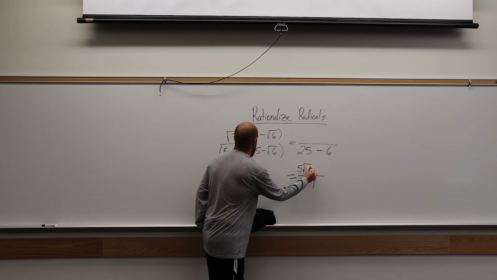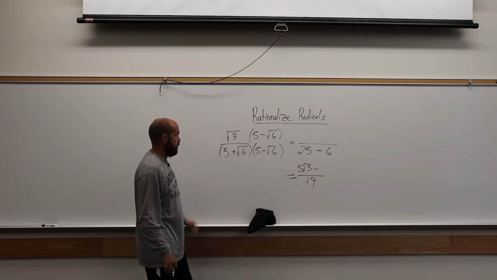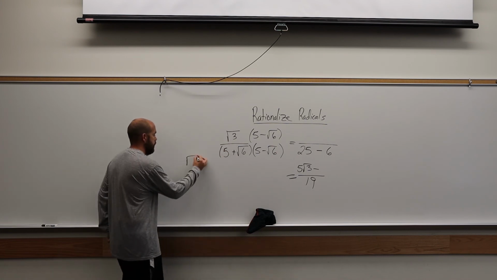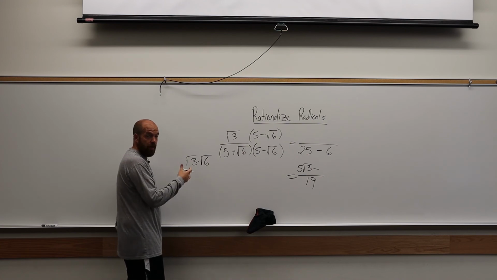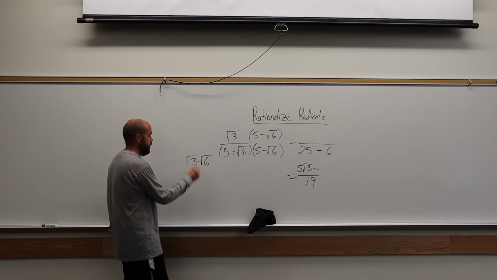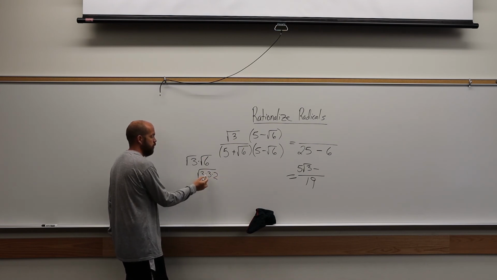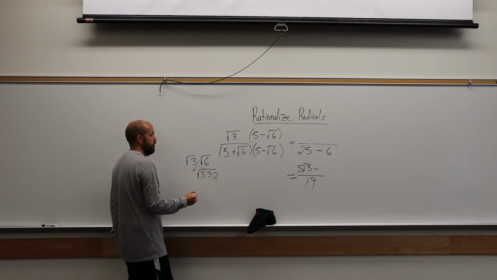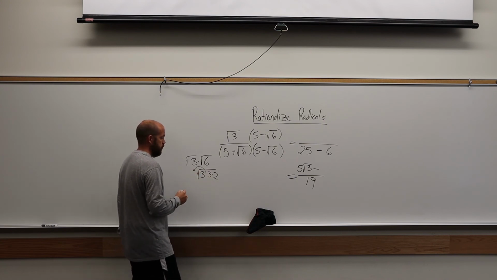I get 5 square roots of 3 minus, I'm going to do a little scratch work on the side, square root of 3 times the square root of 6. Okay, well, they both have the same index, so I can put them together. I get square root of 3 times 6, which is 3 times 2, 3 squared. I could take a 3 out, so that's going to be 3 square roots of 2.